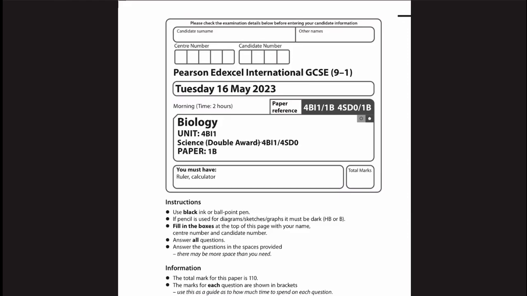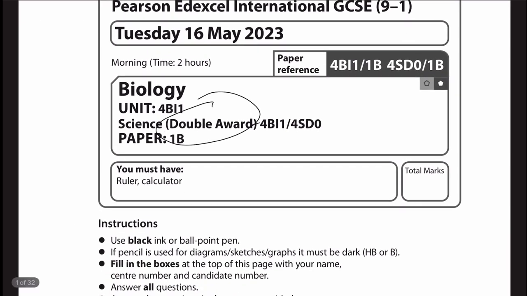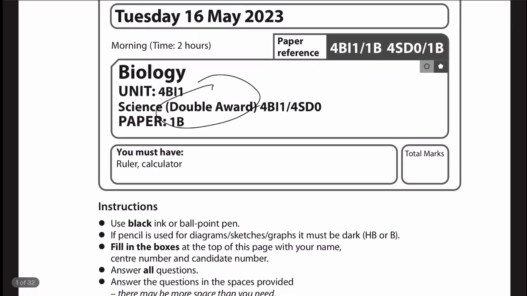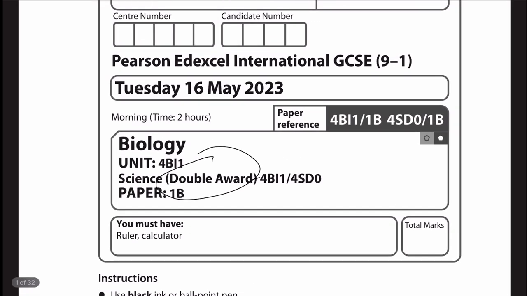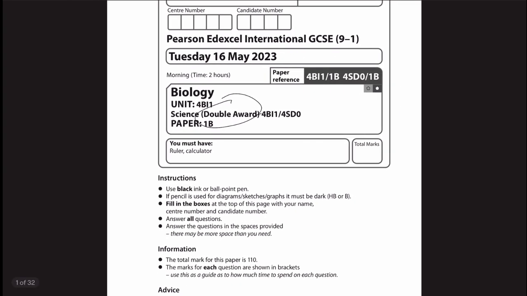Today we'll be going through the Pearson Edexcel IGCSE Paper 1B for Biology. Now this paper is for May 2023, and although it says double award right here, this paper is to be done by both double and triple award students. So it's really important you know the strategy to answer these questions, as you can develop skills and strategies that you can use for any paper no matter how difficult the question is.